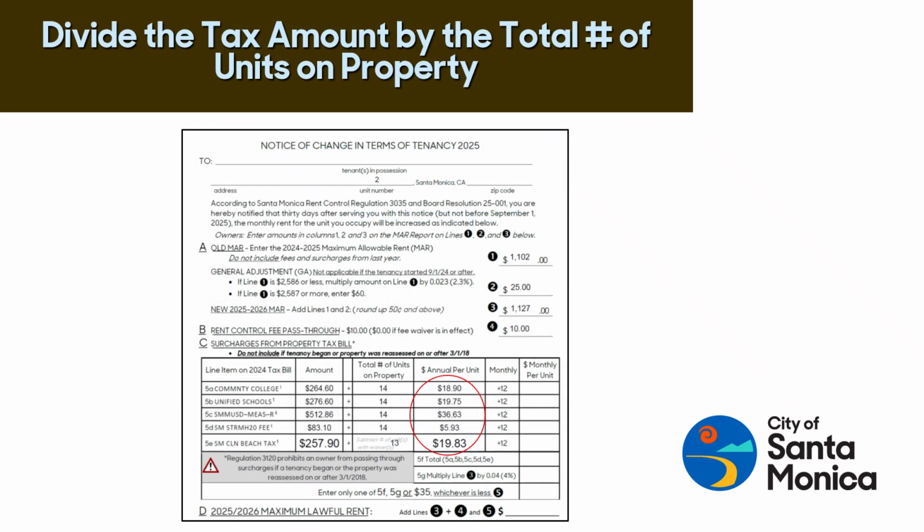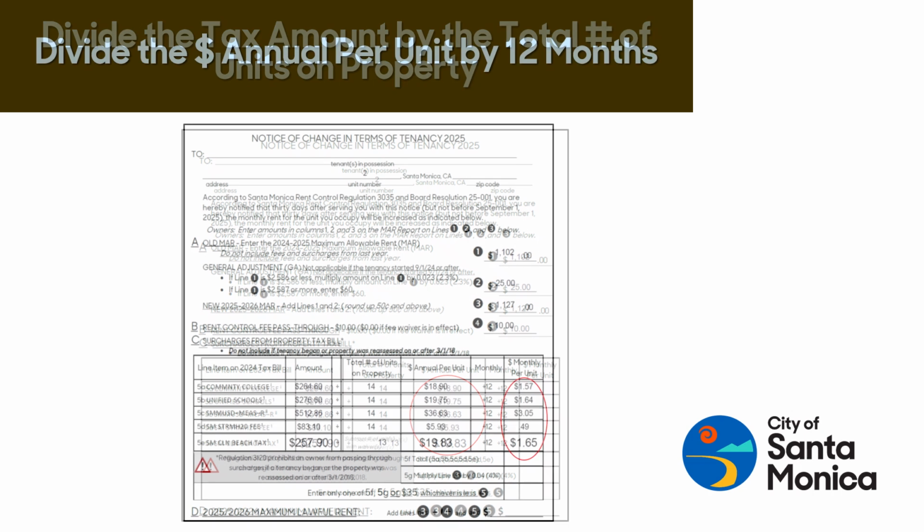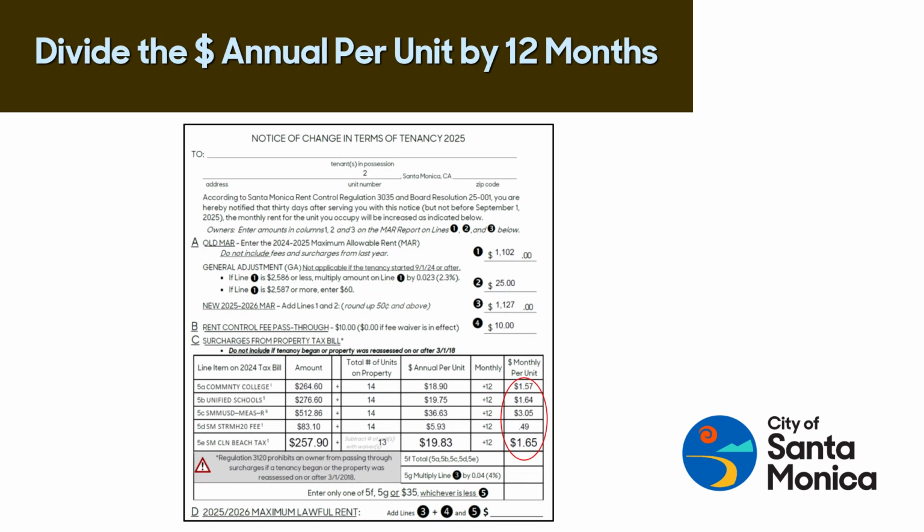Now calculate the surcharges by dividing it by the number of units on the property. Remember, if you have an exemption for the Clean Beach tax, reduce the number of units. Enter the exact amount of the tax. The law does not call for any rounding. Divide the surcharge by 12 months to get the monthly per unit amount and enter it in the last column. Enter the exact amount of the tax. The law does not call for any rounding.